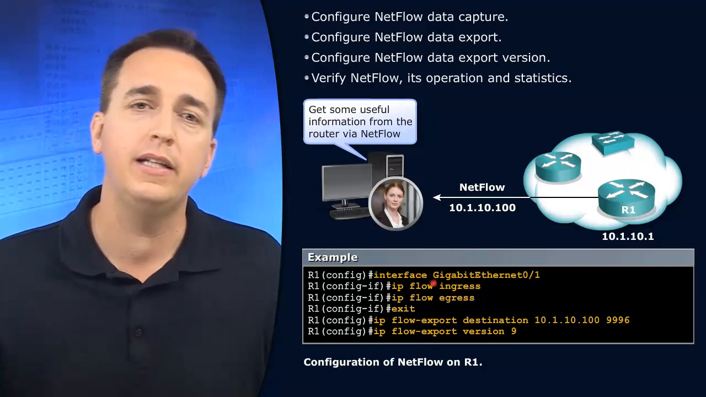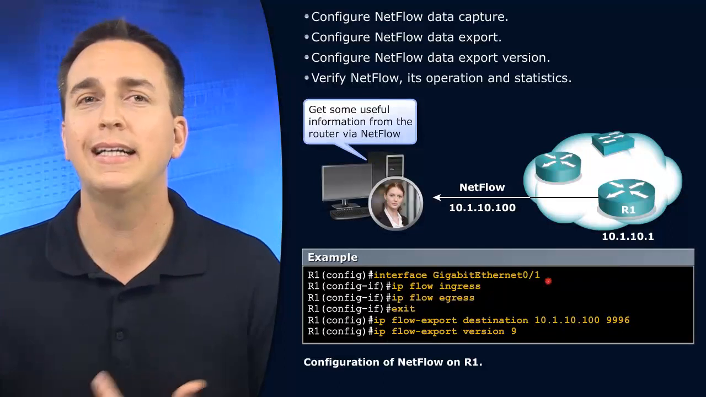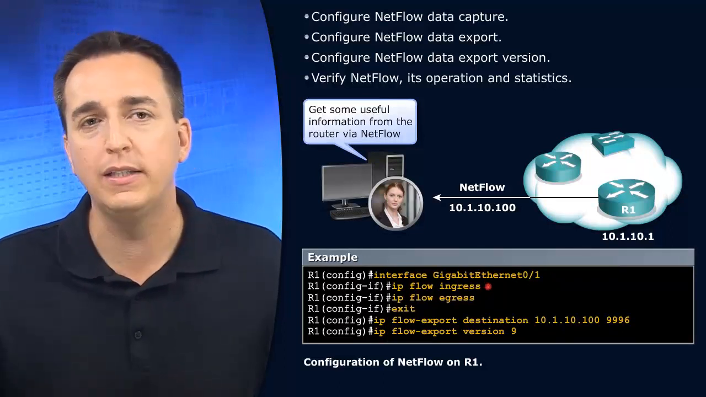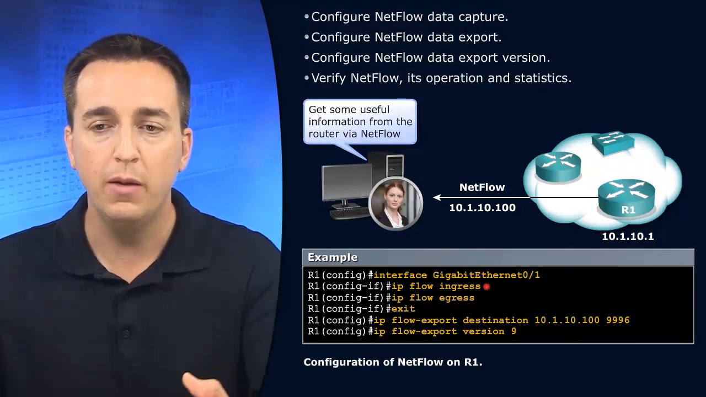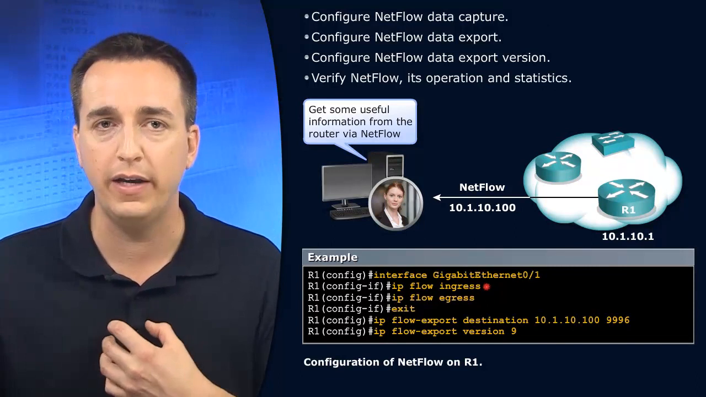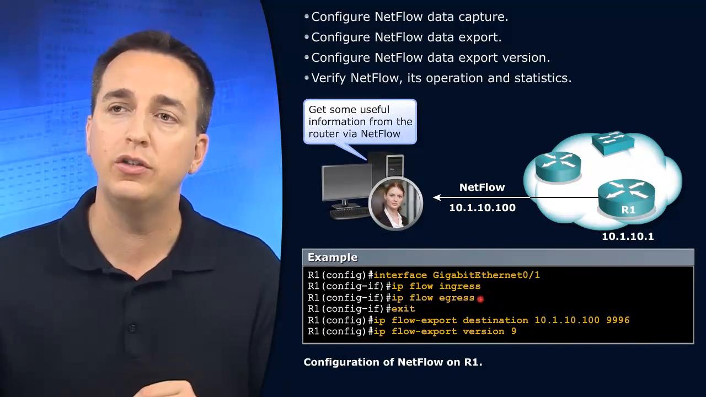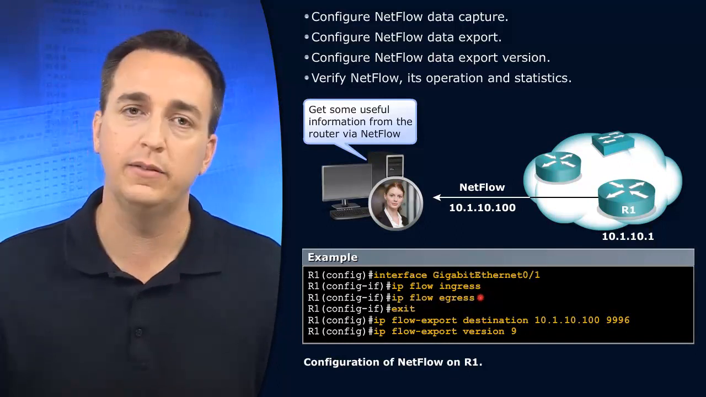So down here we can see that interface gigabit Ethernet 0/1 is going to be the interface that we are using to collect or capture the traffic statistics. We can see here that IP flow ingress was utilized to capture those packets coming in the interface, and IP flow egress is being utilized to capture those packets that are leaving the interface.